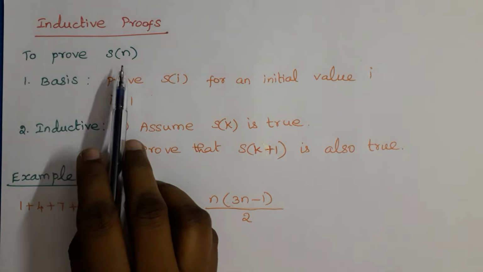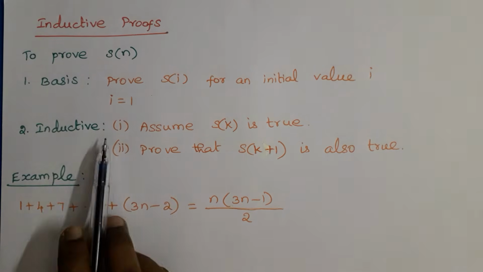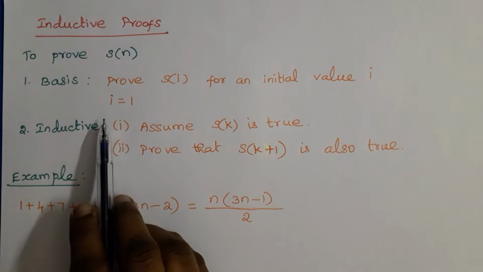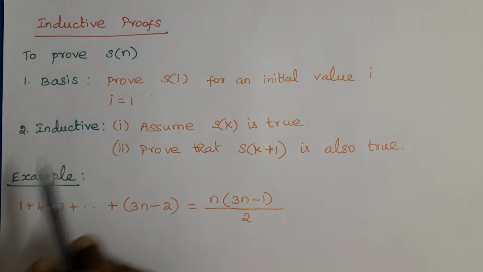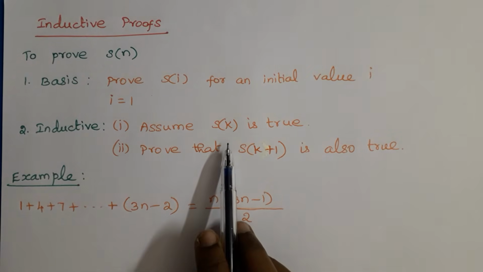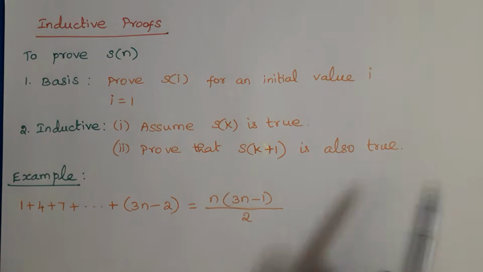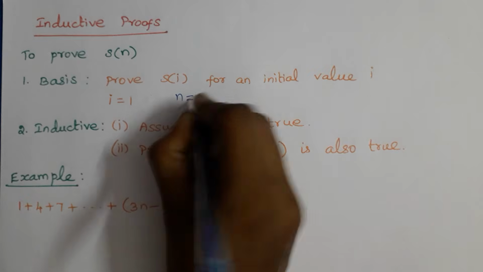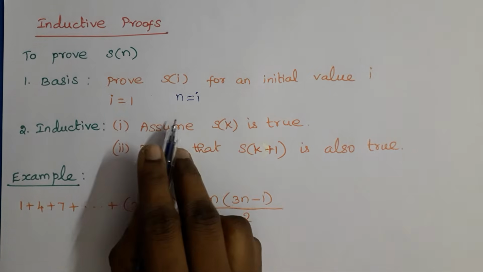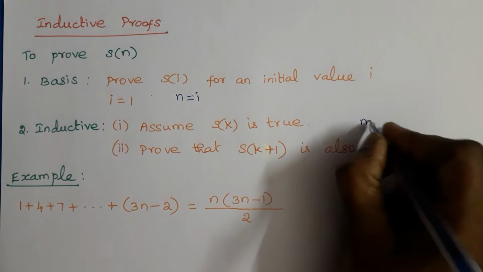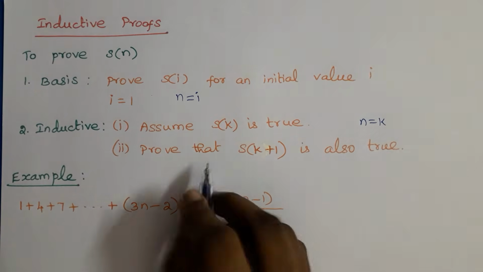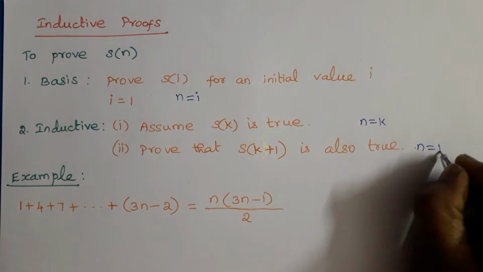So if we want to prove S of n, we need to prove two cases. If S of I is true for some initial value I, then in the inductive condition we have to consider S of k is true and prove that S of k plus 1 is also true. In the basis case, we took n as I, and here n is k, S of k is true. Then here we have considered n as k plus 1.